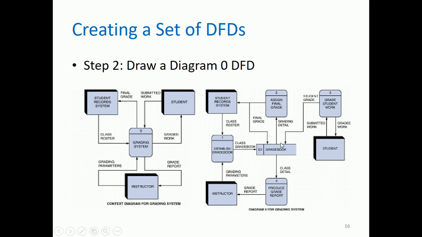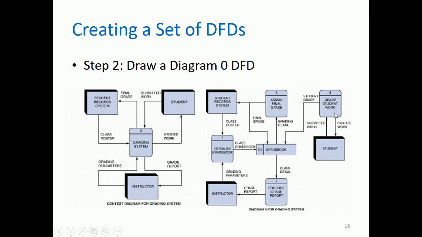It's by getting grading detail from the gradebook, and then also assigned final grade. The byproduct of assigned final grade is of course the final grade. It will be stored in the student record system. And this final grade will also be stored in the gradebook data store.